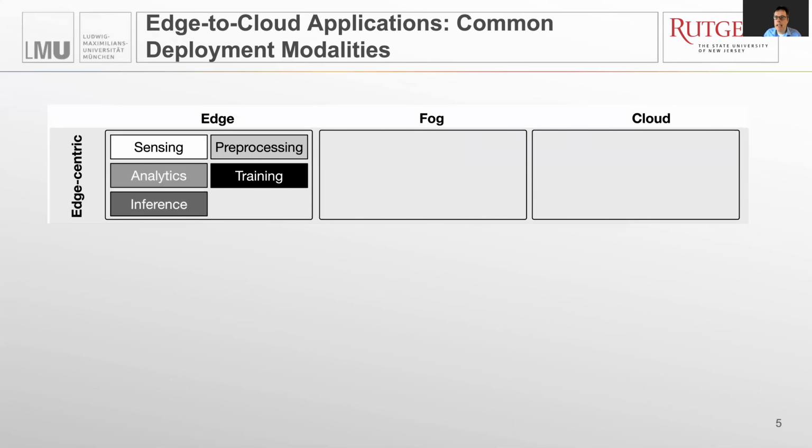Let's have a look at the application the Pilot Edge abstraction was designed for. In order to do so, it helps to look at common deployment modalities for edge to cloud applications. In the past, we have seen a lot of edge-centric applications, meaning these are applications that do everything in a closed, siloed edge environment, from the sensing, data pre-processing, analytics, machine learning inference, and machine learning training tasks. Everything was basically done on the edge.